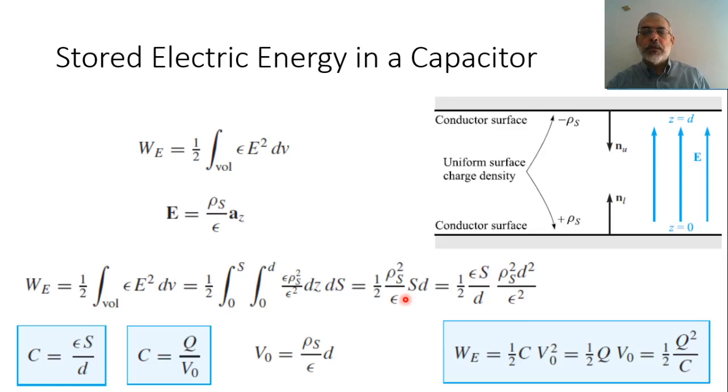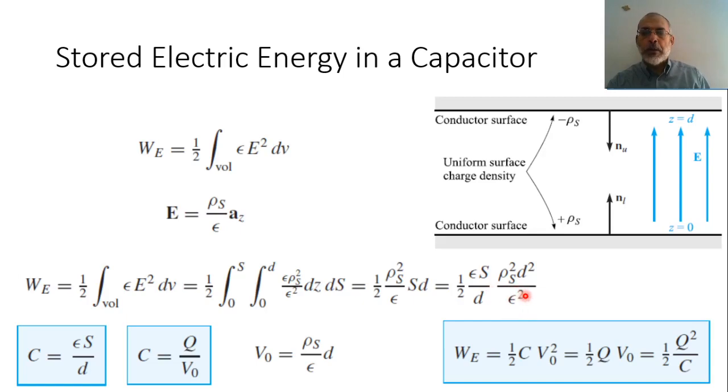Alright. But we already have proved that our capacitance C was Q over V naught, and V naught was rho surface over epsilon naught, or over epsilon, multiplied by D. So we can replace half rho surface squared over epsilon multiplied by S D as half epsilon multiplied by S over D. So I have divided by D, so I can multiply by another D, so D squared rho surface, and I have multiplied by epsilon, so it would be epsilon squared here.